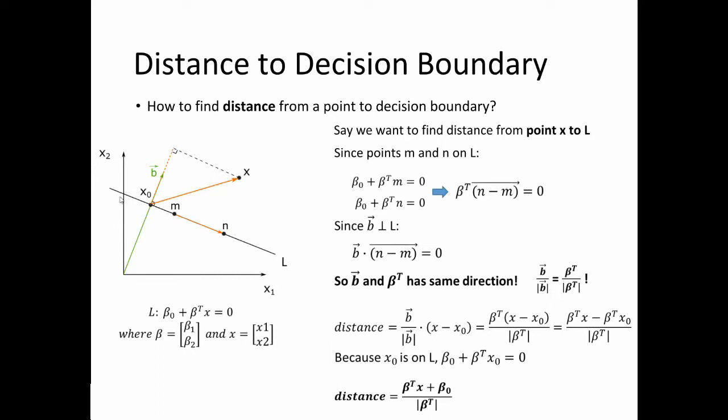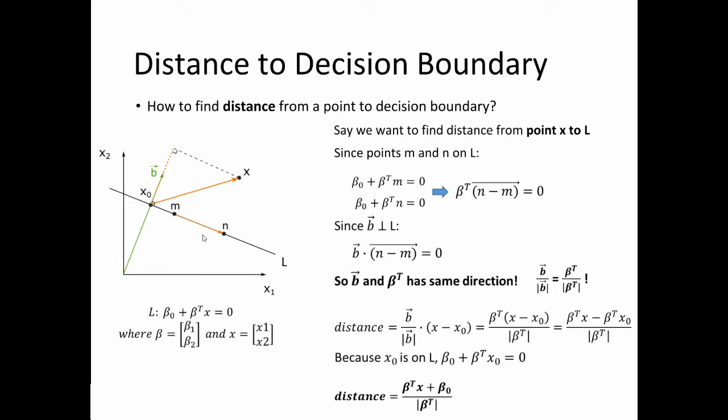Now, let's assume we have a decision boundary L here. As we have seen previously, this L can be expressed as beta naught plus beta transpose times x equal to 0. Let's assume there are 2 points, M and N, that are on L, and there is a vector B that is perpendicular to this line L, and this vector B intersects this line at x0. If we have a sample x, this x can be anywhere, let's just assume it's here. We want to find the distance between the sample and the decision boundary. It will be just this distance, right? Which is equal to this orange dashed line here.